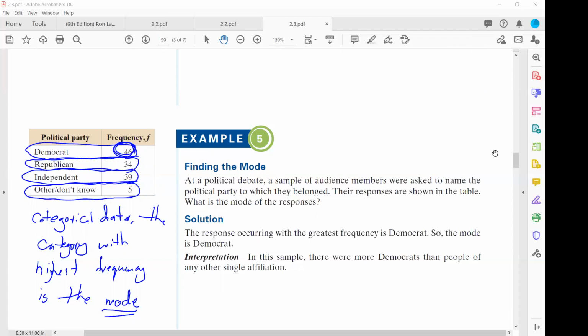Any question here? So for categorical data, you don't have any mean? No, you find the mode, just mode. Thanks. Very well.